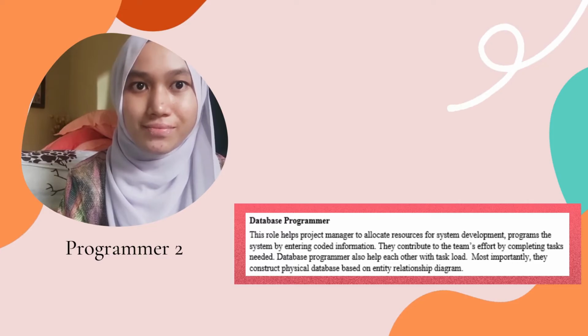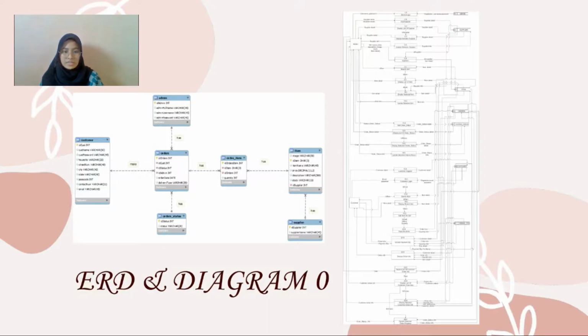So this is our ERD, which consists of 7 tables, which are customer, admin, orders, order status, order item, and supplier. This is the DFD. The context diagram consists of 25 processes and the diagram 0 consists of 26 processes and 7 data stores.